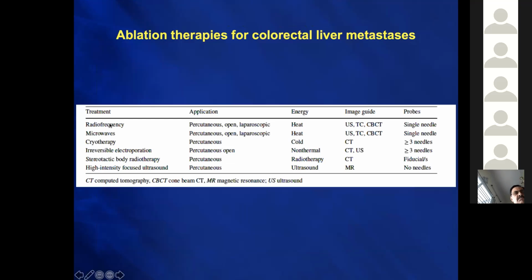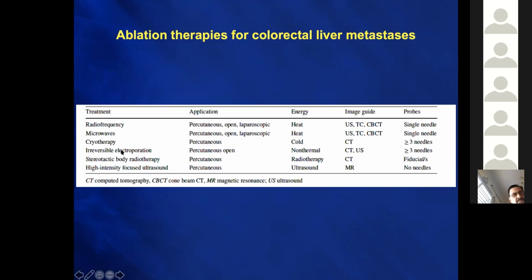So ablation therapies, radiofrequency ablation and microwaves, they are percutaneous. They can be done as percutaneous, open techniques or laparoscopic assisted techniques. They use heat, radiofrequency waves and microwaves generate heat. It can be done using a single needle because the needle opens inside like an umbrella. Cryotherapy is use of cold. Then it needs multiple needles depending on the size and volume of the tumor.